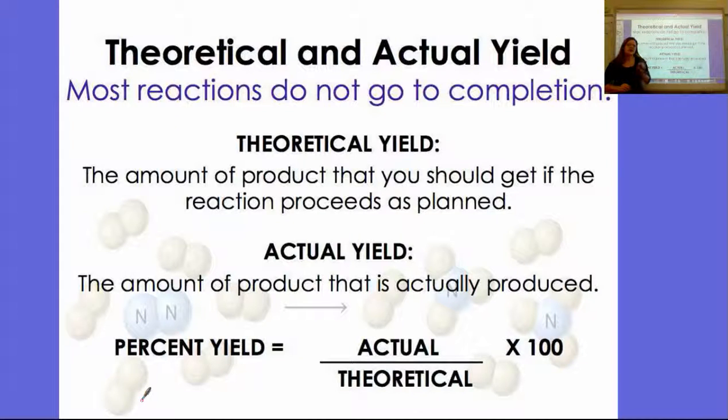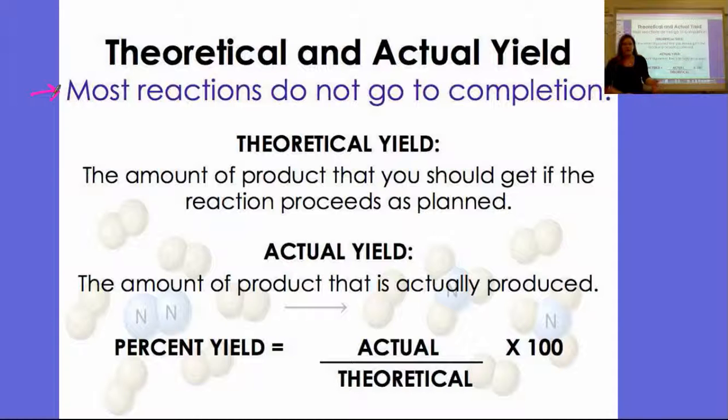This is video 8C. We're going to take everything we learned about stoichiometry from video A, limiting and excess reactants from video B, and add one last thing with theoretical and actual yield to it, and then we're finally done with this unit. So theoretical and actual yield, as we said before, most reactions do not go to completion.